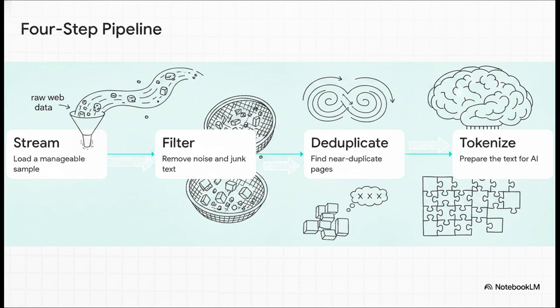Step 1, we stream the data. Step 2, filter for quality. Step 3, deduplicate the text. And Step 4, tokenize it into a format the AI can actually read. Let's look at how we execute this.